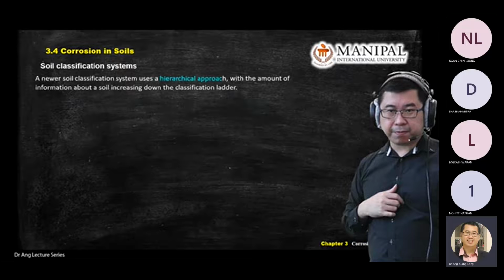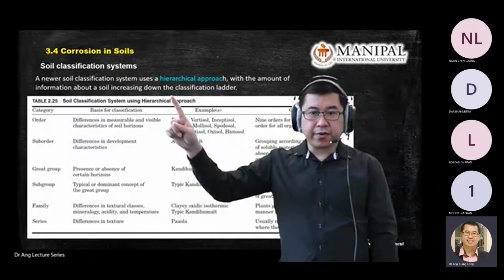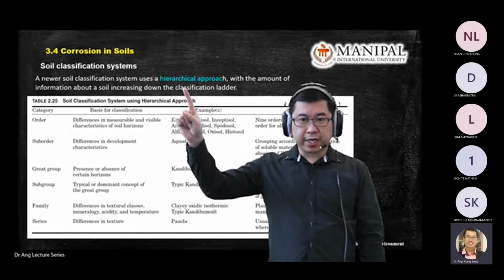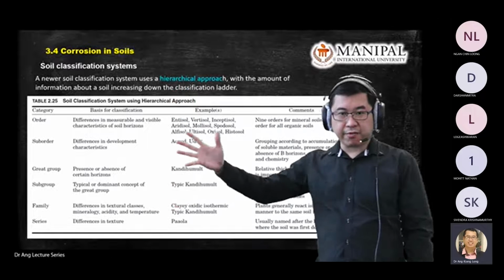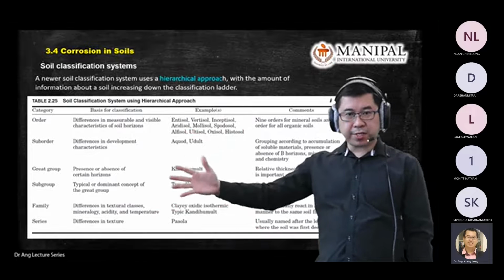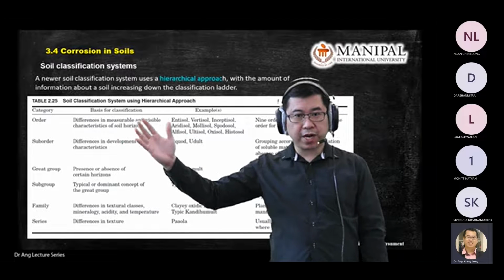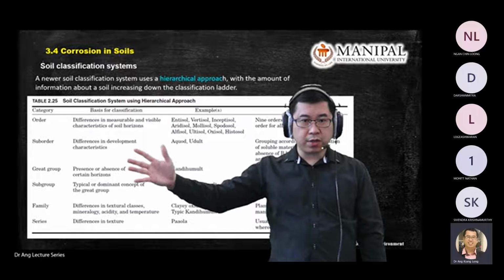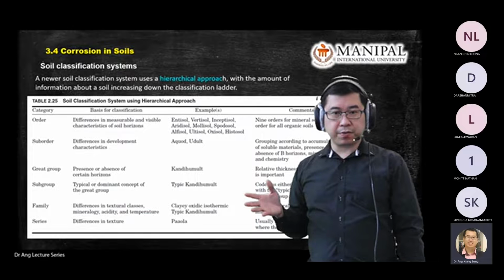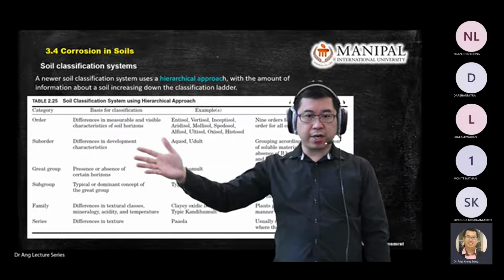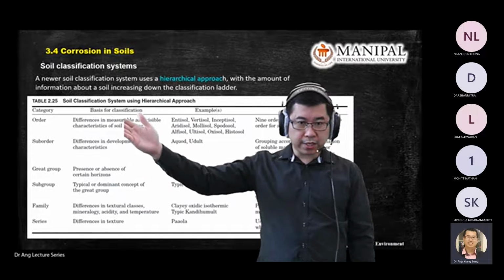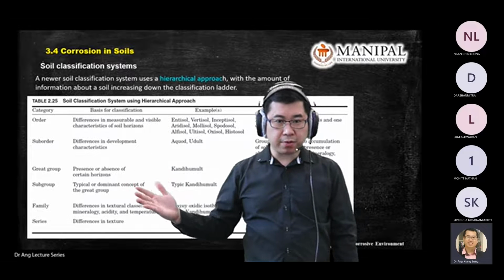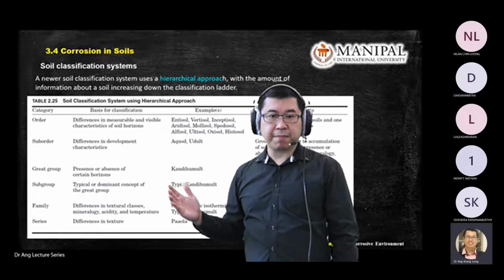Another, newer system uses a hierarchy approach, where they have a standard table to refer to. For example, table 2.25 is based on the hierarchy approach. They look into other dimensions, so they can group the soil based on order, suborder, grade group, subgroup, family, and series.